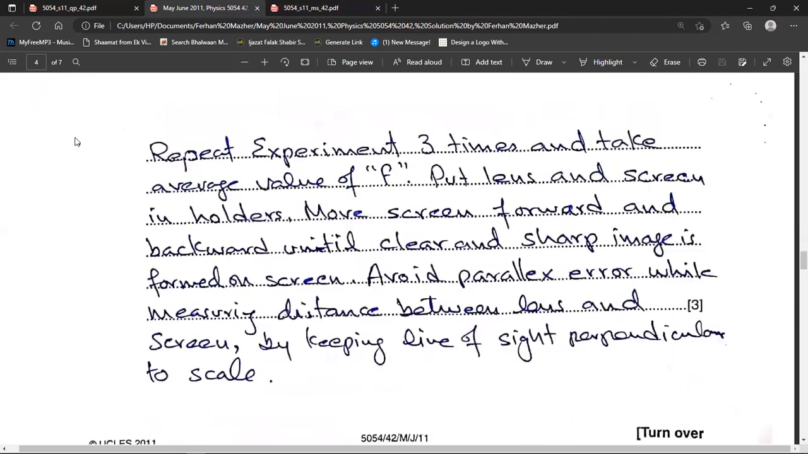Okay, repeat the experiment 3 times and take the average value of F. Put the lens and screen in holders. Move the screen forward and backward until clear and sharp images are formed on the screen. Avoid parallax error while measuring the distance between the lens and the screen by keeping the line of sight perpendicular to the scale. Hopefully you understand this answer.